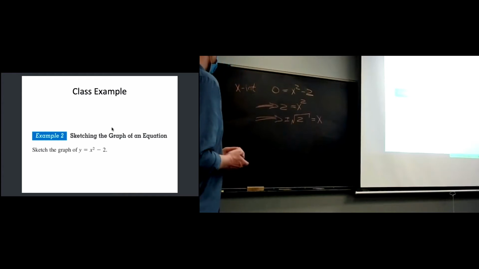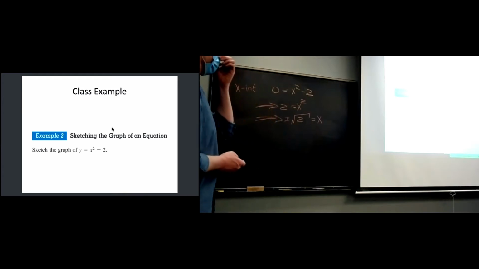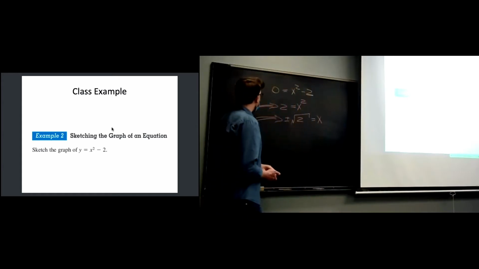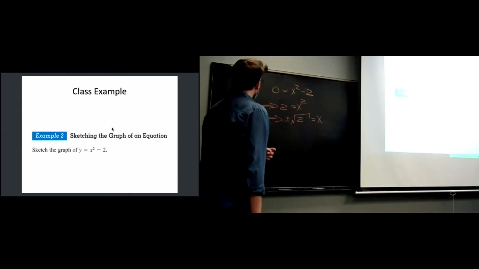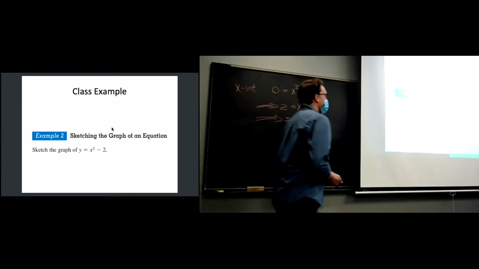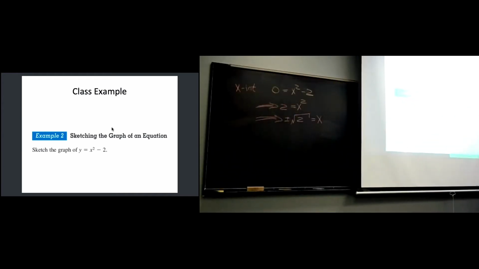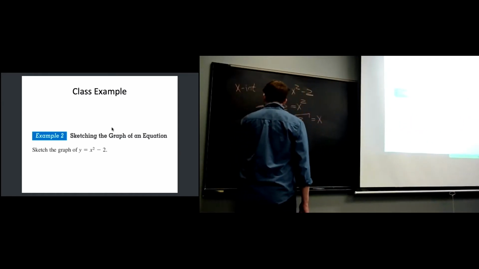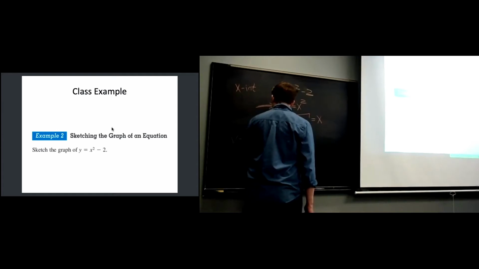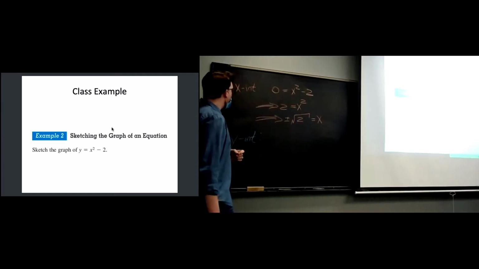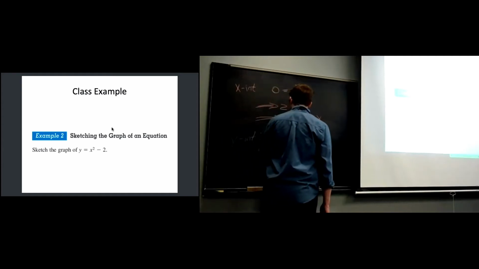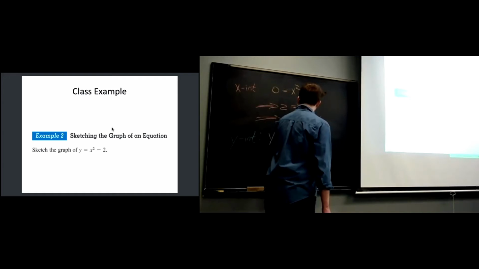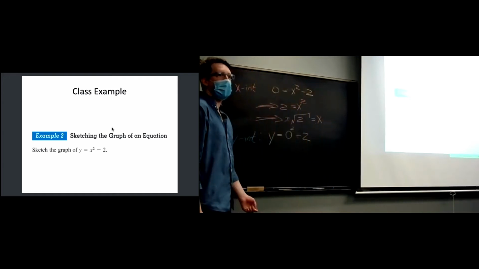So this is where our graph is going to go through the x-axis, right? When y is equal to 0, then x is equal to plus or minus the square root of 2. Now, in the case of y-intercepts, we're going to set x equal to 0 and solve for y. That's straightforward. That's just going to be -2, right?